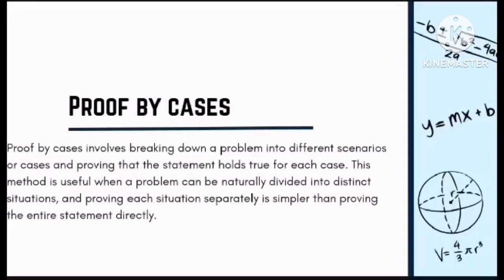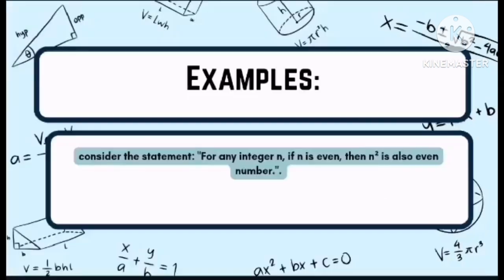Proof by cases involves breaking down a problem into different scenarios or cases and proving that the statement holds true for each case. This method is useful when a problem can be naturally divided into distinct situations, and proving each situation separately is simpler than proving the entire statement directly. For example, consider the statement: for any integer n, if n is even, then n squared is also an even number.